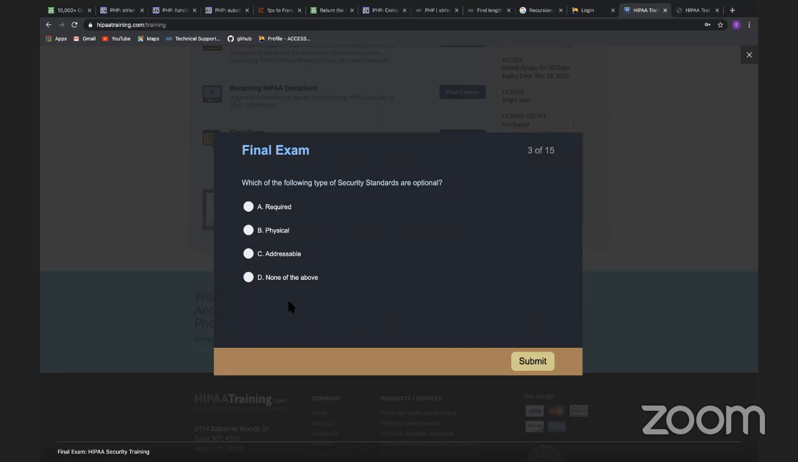None of the above. Which are the security standards? None of the above. Which of the types of security standards are optional? Addressable. Oh, sorry. Yeah, damn it. Be careful now. Low. See.